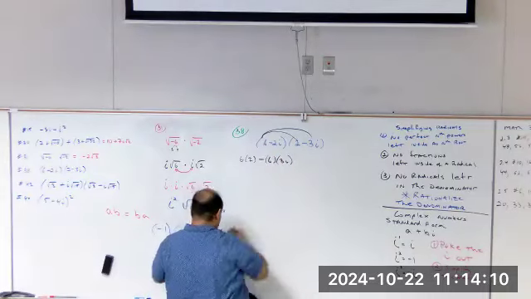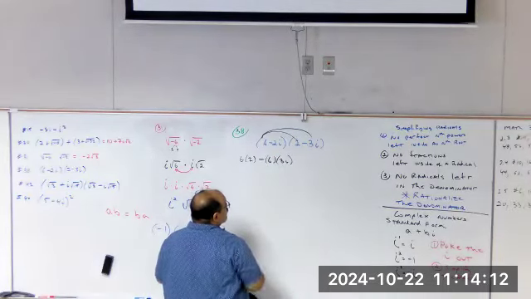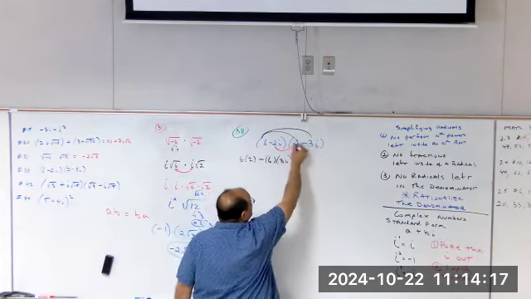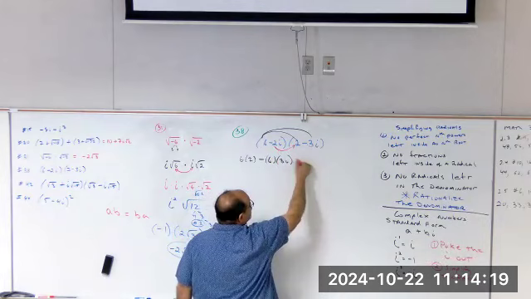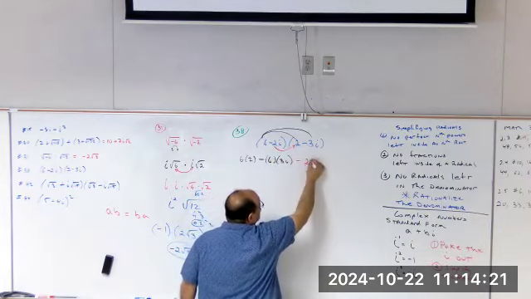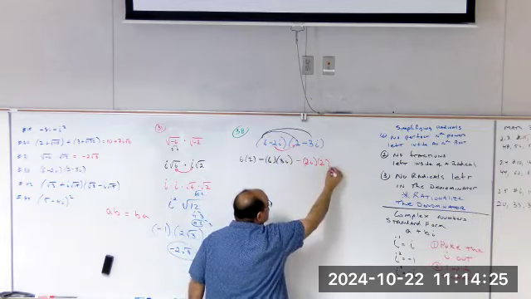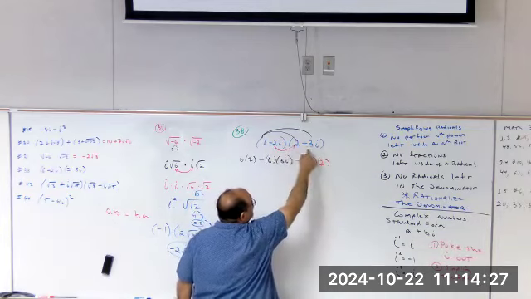So we're done with 6. Now we're going to distribute this -2i. A negative times a positive is going to be a negative. That's 2i times that 2. And then we have a negative times a negative.